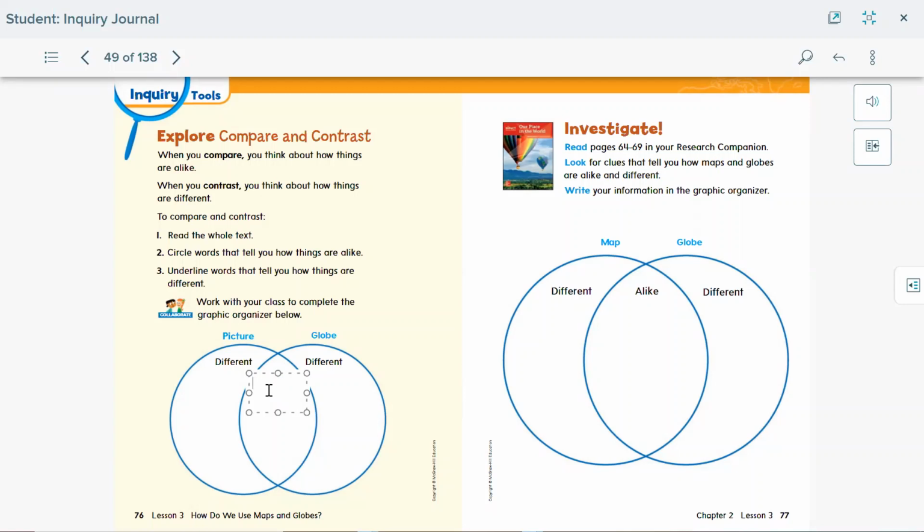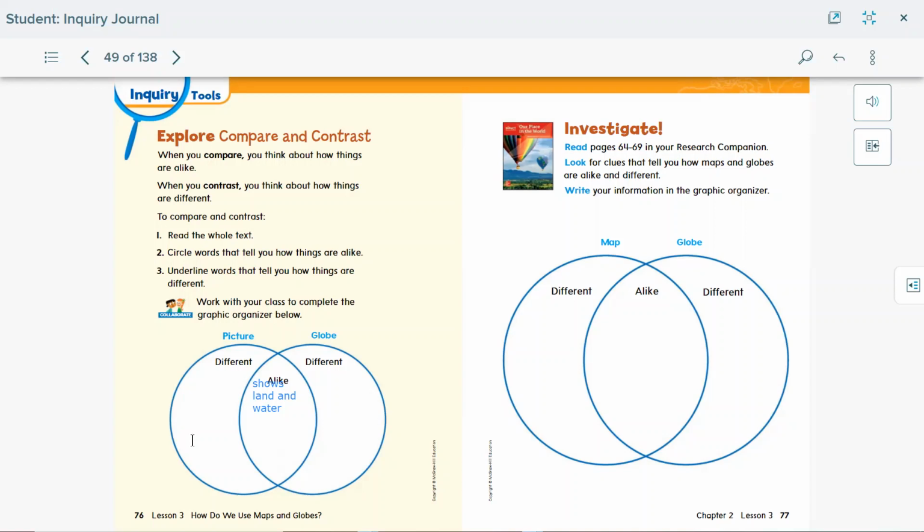Okay, so let's write. They're both alike in which part? That they both show land and water. So they're both alike in this part.